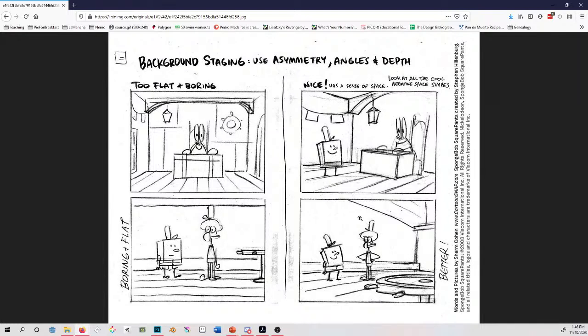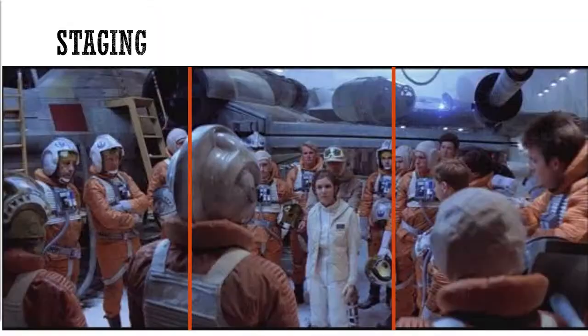Squidward is centered, but the whole scene is off center. That is good dynamic layout and staging. So if we go back to Princess Leia, by not being centered and by having important parts of the scene laid out in the thirds of the scene, that creates a more interesting dynamic layout that could have been very boring if you just put her smack in the center and had it be very static.